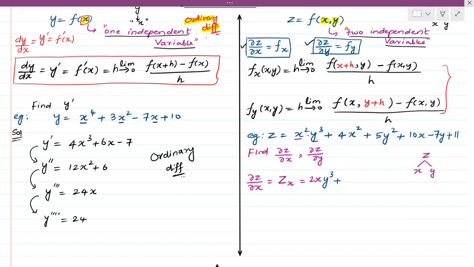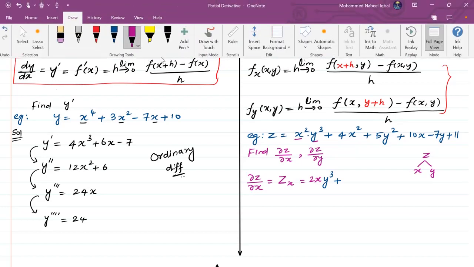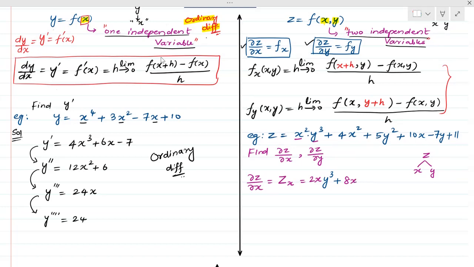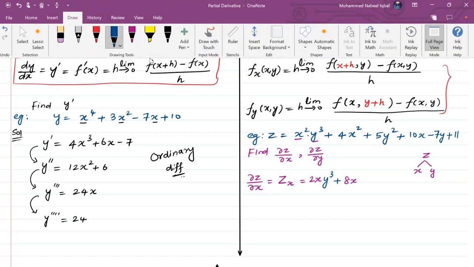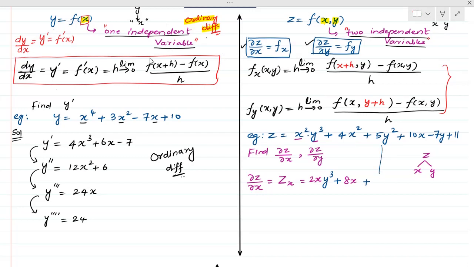Plus, now we are differentiating with respect to x. Therefore, you will get what here? 8x. So, this is 8x. Now, the next term: what is the derivative of this one? There is no x term, so the y term is 0. Y is a constant, which is 0, because we are differentiating with respect to x. Plus, differentiating with respect to x, we will get 10. Here there is no x term, 0. So it is 0 plus 0. So the final answer is 2xy to the power 3 plus 8x plus 10. So this is the final answer for the derivative.